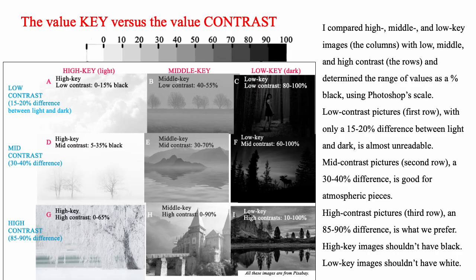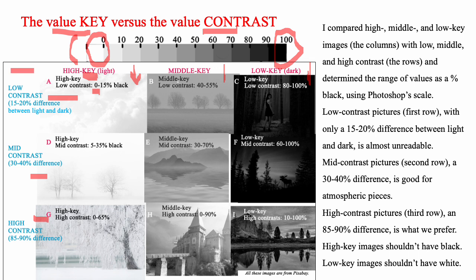In this picture, I compared value key to value contrast. So this first column is high key, this one's middle key, and this is low key or very dark. The rows are low contrast, mid contrast, and high contrast. And to quantitate them, I used Photoshop's scale, where 0% black is white and 100% black is black. And the only problem with this is that when you would think of high key images, you think of a high number. But when I do it this way, it's actually a low number. But let's see what we can figure out from this.